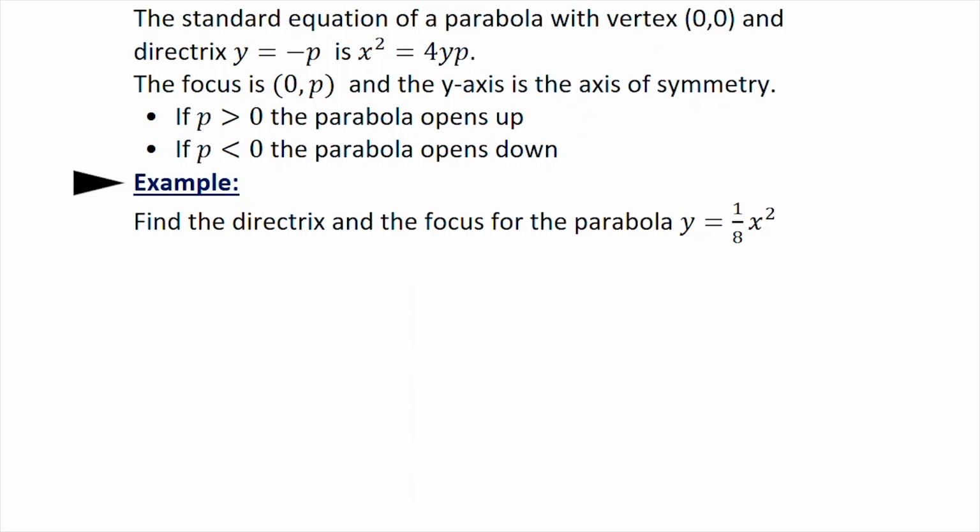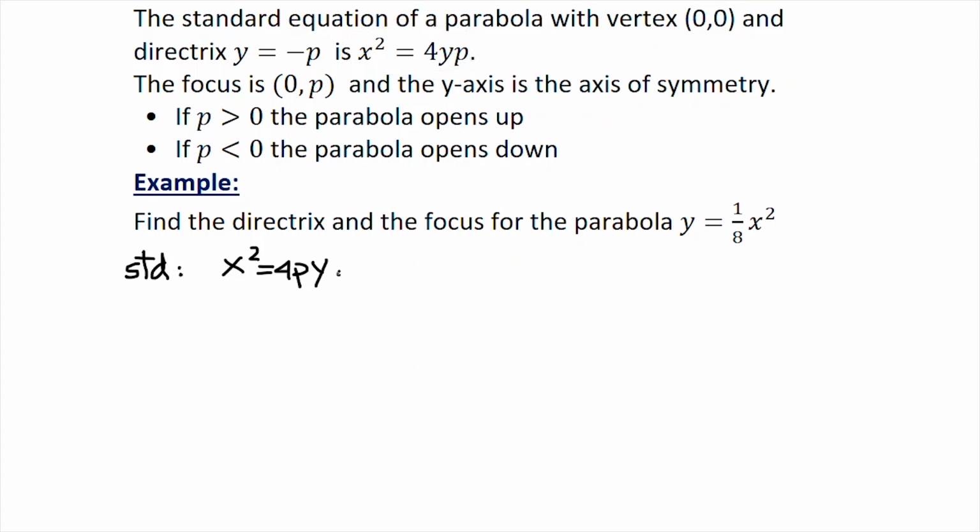So if we work on this example, we were asked to find the directrix, that line, and the focus, the point, for the parabola y equals 1/8 x squared. So my standard equation, I'll just write that as STD for standard, and that's going to equal x squared equals 4yp. I want to write this in the same form.